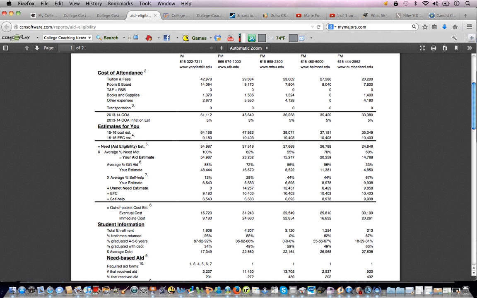How many graduate in 4 years, 5 years, or 6 years? 87% of their students come out of there in 4 years. Their culture is conducive to children coming out of that university in record time. 36% of their students come out of that university in a timely manner.